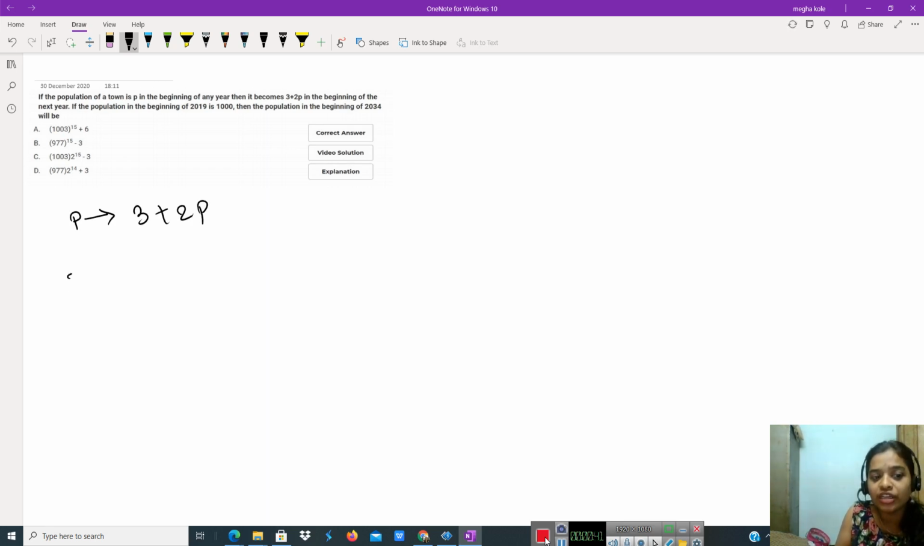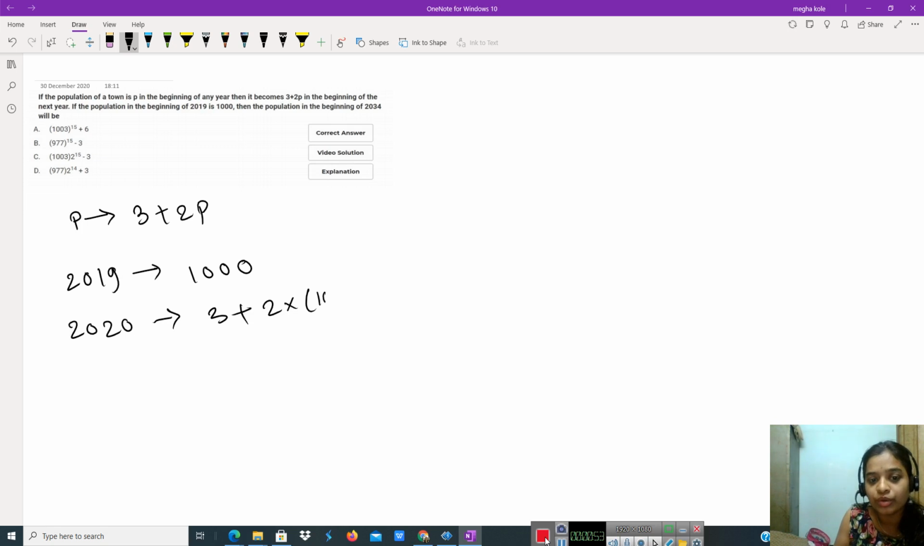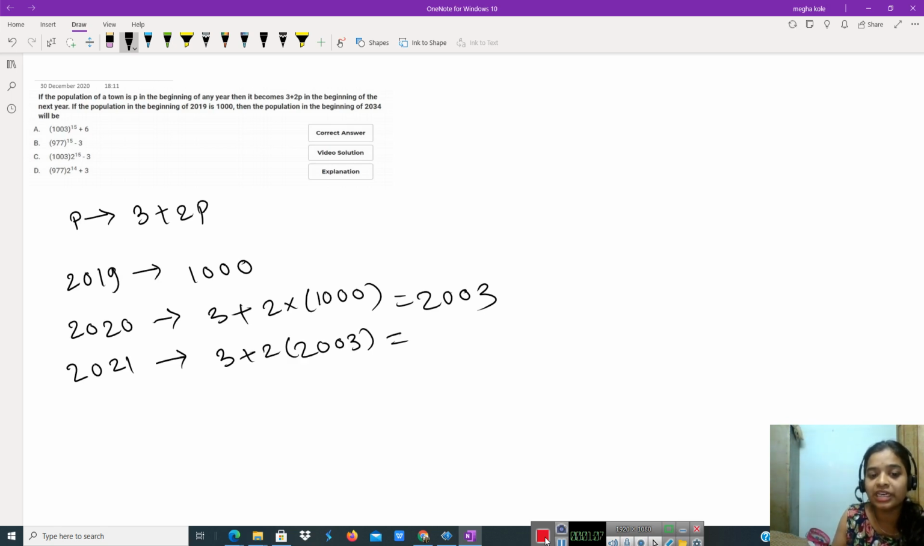It is given that in 2019 the population is 1000, so in 2020 it will be 3 plus 2 into 1000, that will be equal to 2003. Similarly, the population in 2021 will be 3 plus 2 into 2003, that is equal to 4009. So in this way we have to find out the population in 2034. We can go on repeating this, but this is a very lengthy process.